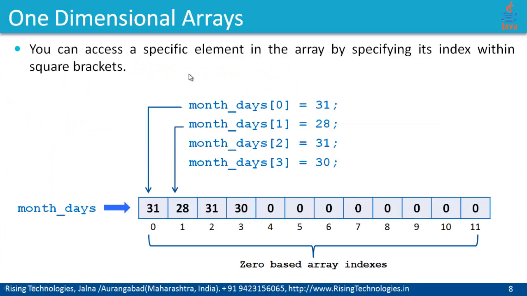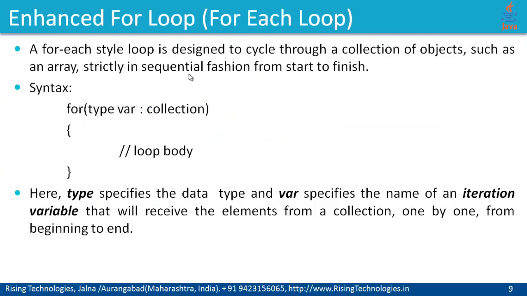So we have just learned about what a one-dimensional array is. Now we need to discuss this loop that's called the enhanced for loop. Sometimes it is called the for each loop. So a for each style loop is designed to cycle through a collection of objects such as an array, and it is again strictly in sequential fashion from start to finish.